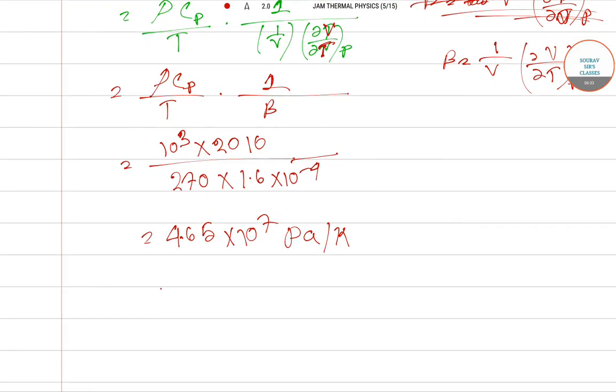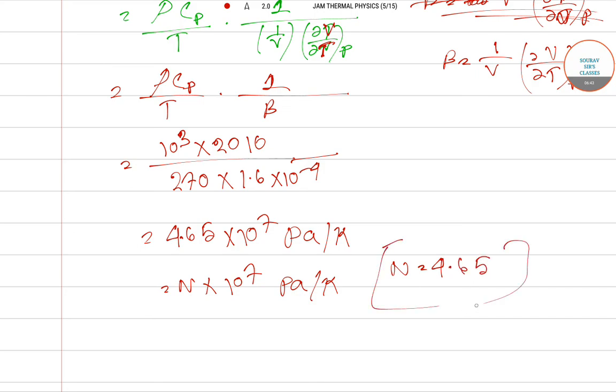Here this is given as n into 10 to the power 7 Pascal per Kelvin, where n equals 4.65. This is the answer for this question. The n equals 4.65.